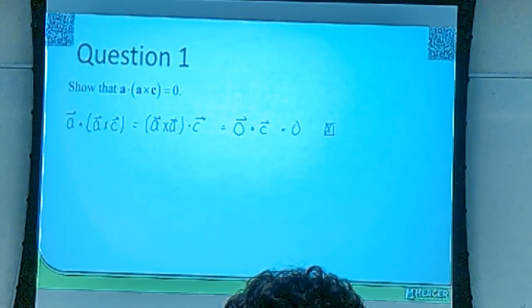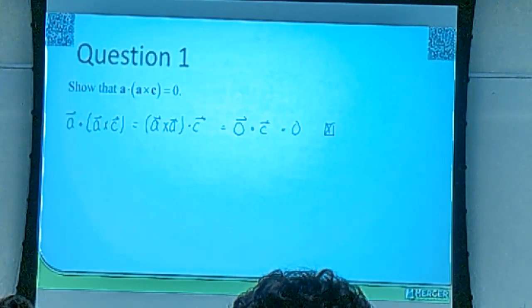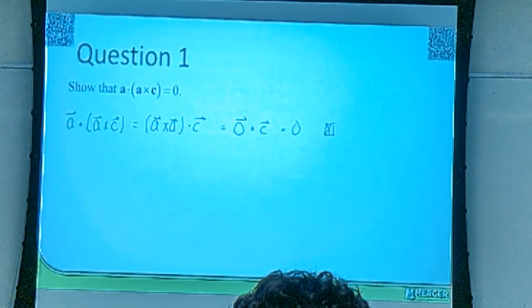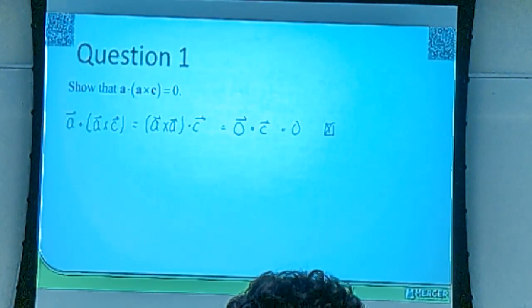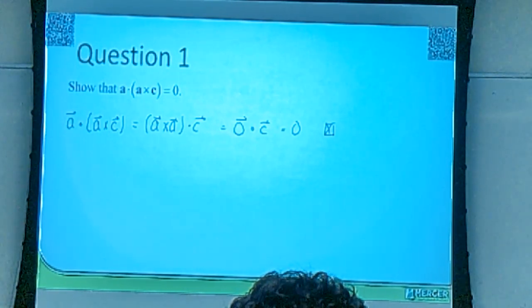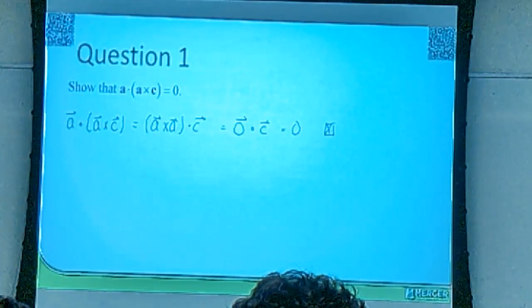The other method is the pure algebraic method, which would actually require you to define vectors A and C and then do that. Which is what your worksheet's going to have you do. So for the worksheet, you're going to have to do the pure algebraic.